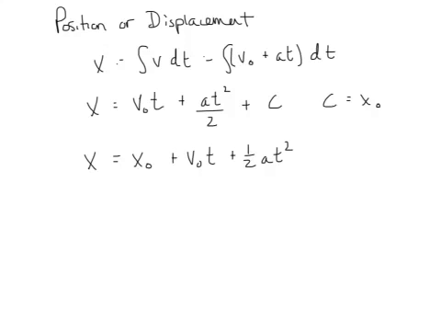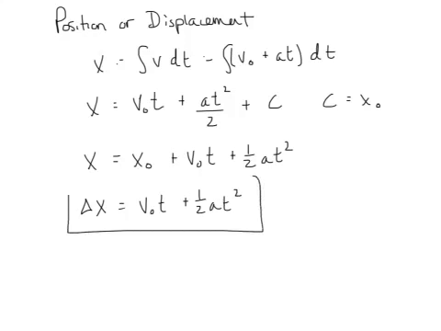Now, if we want it for displacement instead, displacement is just x minus x naught. So we subtract x naught from both sides, and we get delta x, because that's just x minus x naught, equals v naught t plus 1/2 at squared. And so there we have our second kinematic equation.